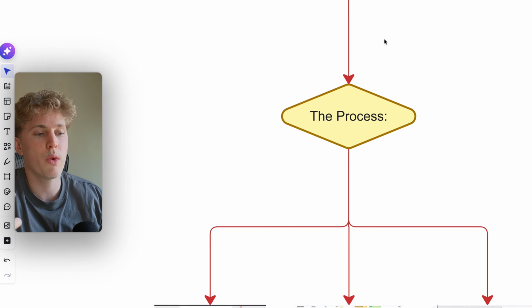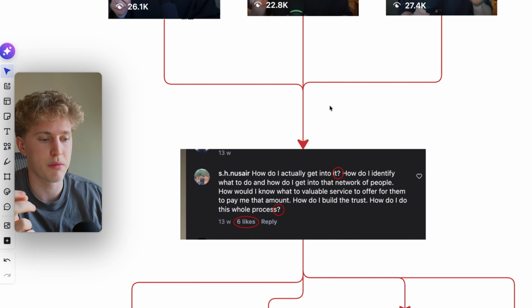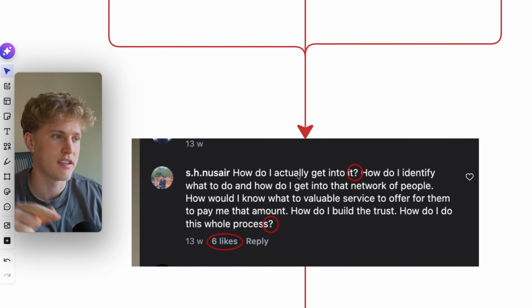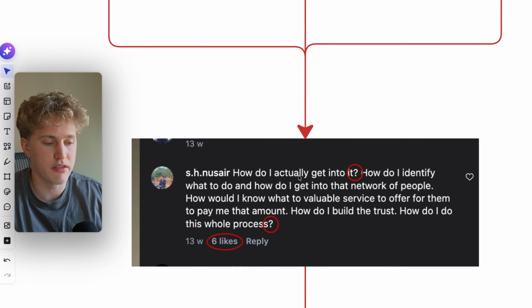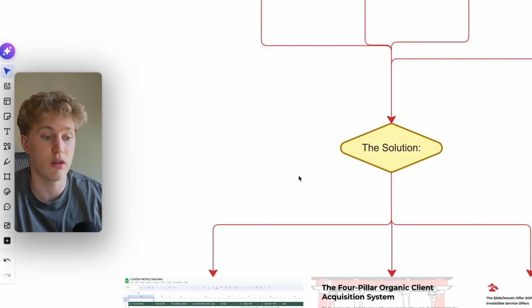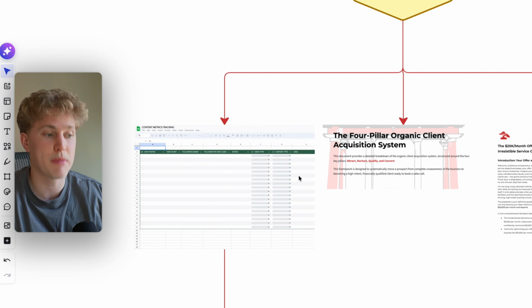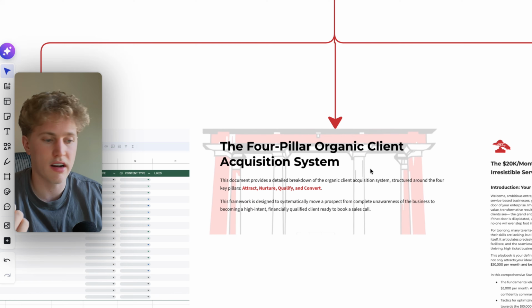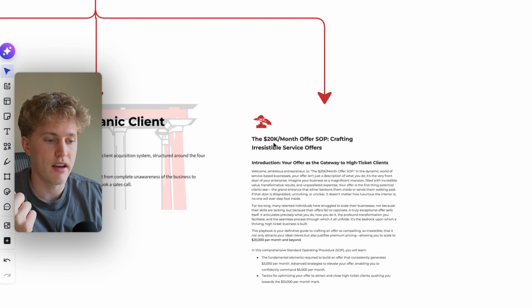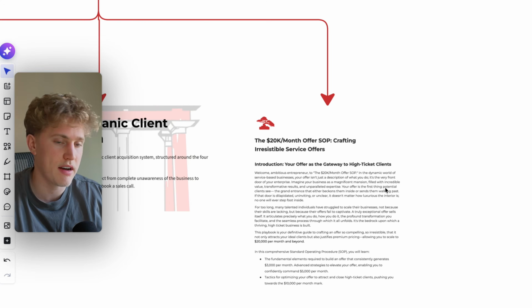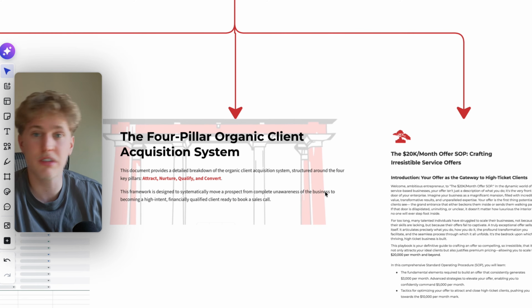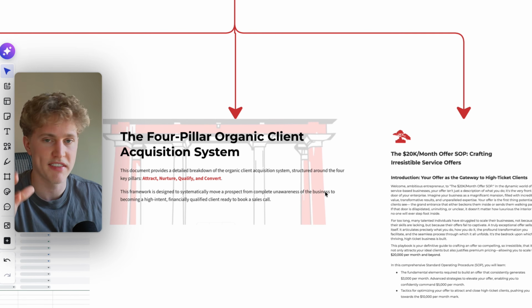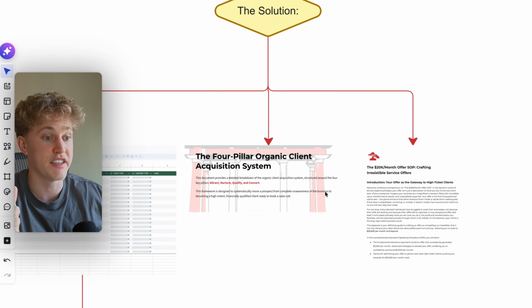Because even when you're sourcing for problems and you're looking at problems, you're saying, right, someone has a question around this. Not every single problem is going to be relevant, which means that you want to create a lot of lead magnets, a lot of resources, and you want to start to give them out. Here I've got the 4-pillar organic client acquisition system. Here I've got a 20K per month offer SOP, how to create a really good offer. And some of these did well, some of them didn't, but that's okay, because not every single thing is going to be a jackpot, you know?